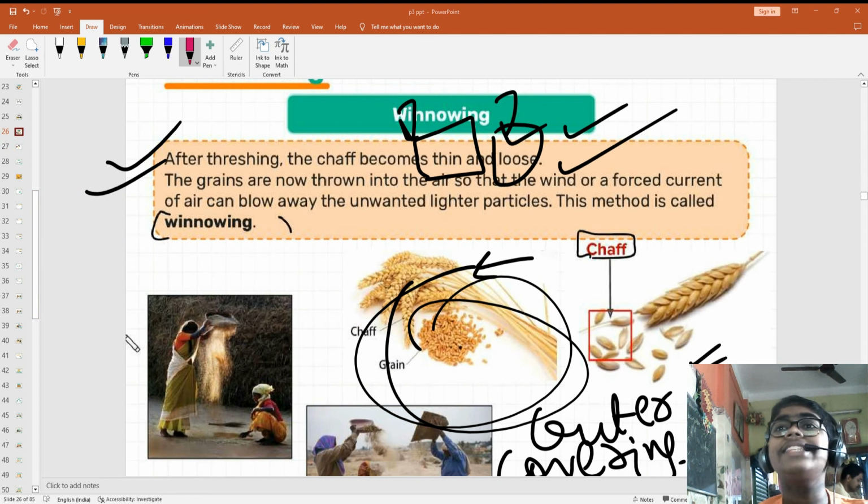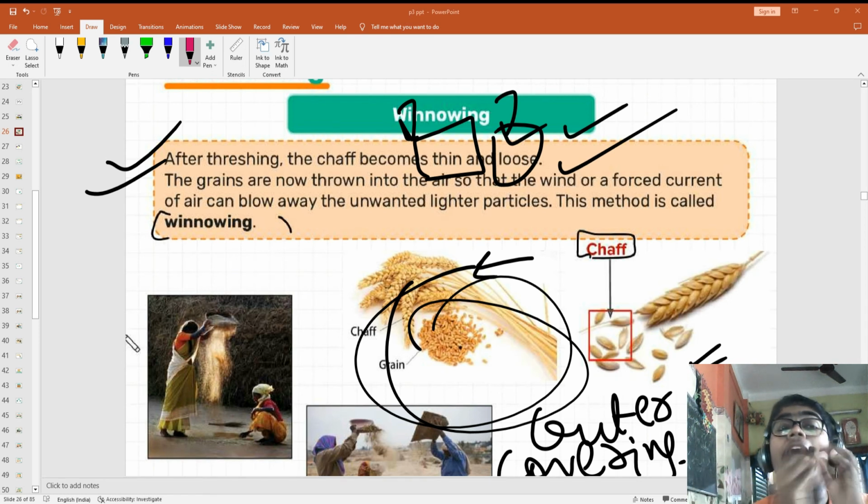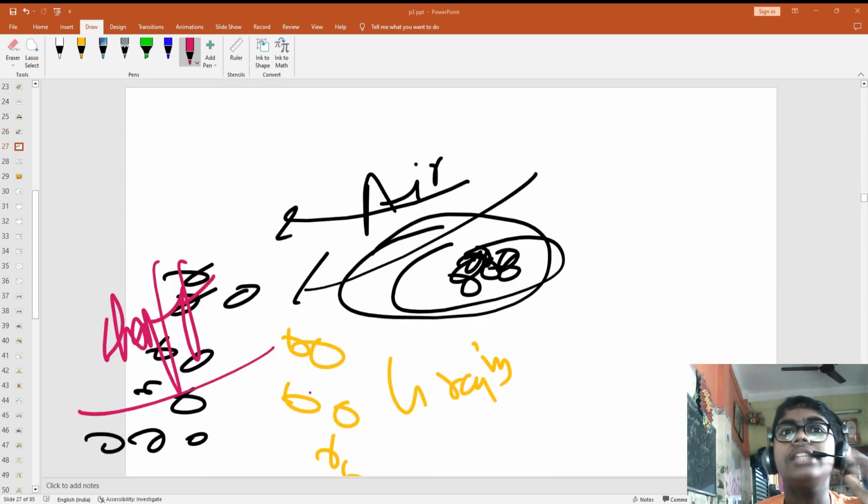So that is the thing. The grains are now thrown in the air. When we are throwing it here, the force of the current of air, meaning the speed of the air, can blow the unwanted light particles. The wind blows the chaff away, meaning it takes it far away, and we get the grain separated. This method is called winnowing.